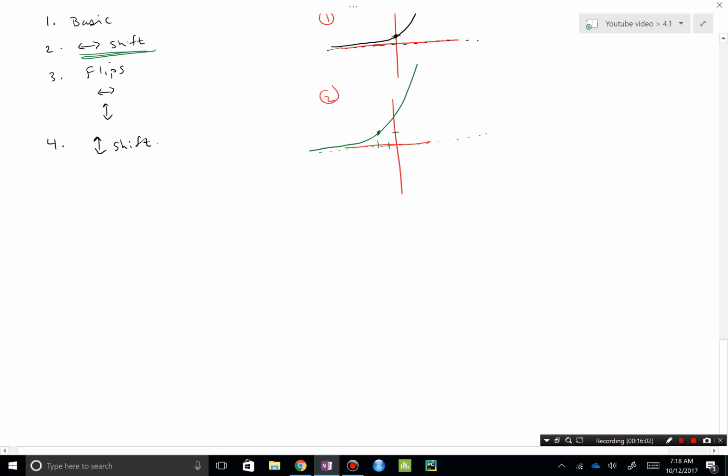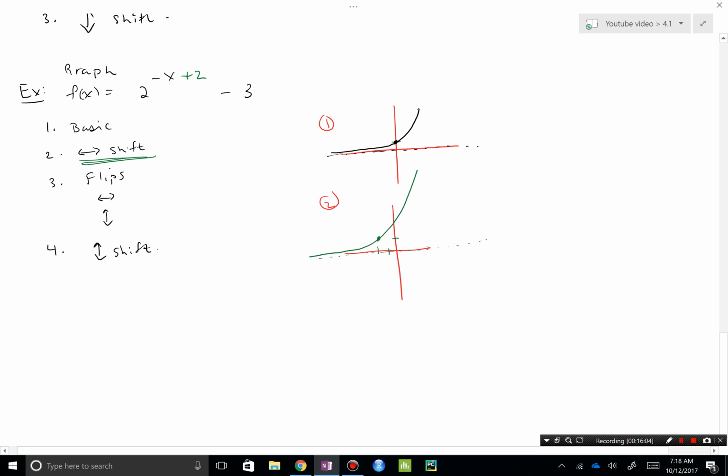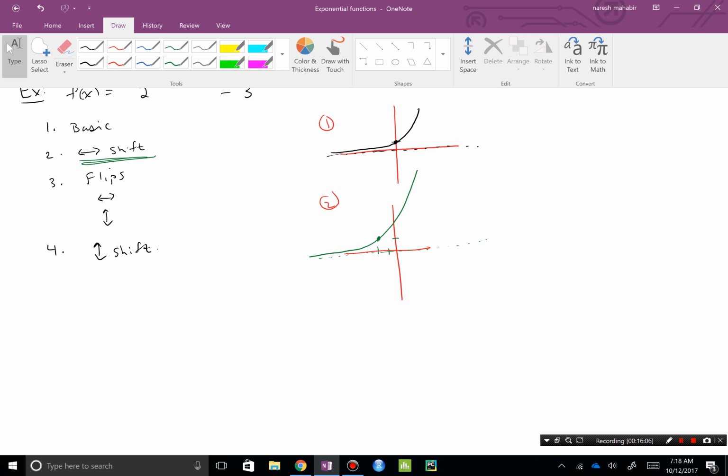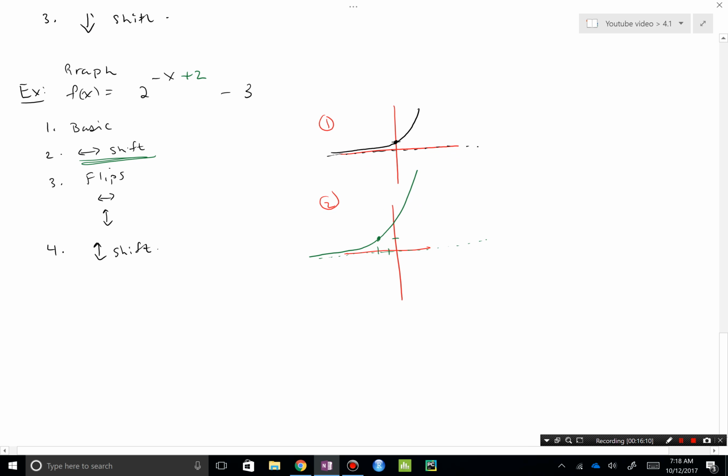That's our left-right shift. Now, do we have any flips? Absolutely, we have a flip. And this is no different than what we talked about before. Where do flips come from? Flips come from these negatives. So this negative right here, for example. That negative is attached to the x, right? So it's flipping in the x direction, which is left and right. So for my third graph, it's flipping left and right.